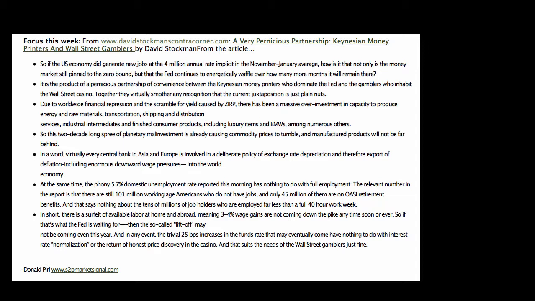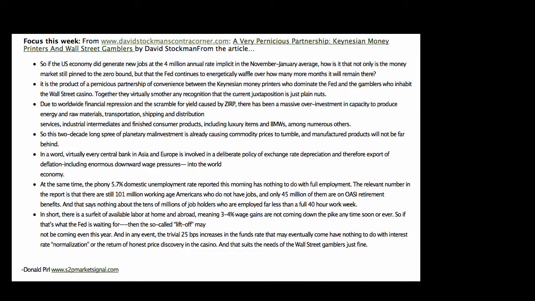At the same time, the phony 5.7% domestic unemployment rate reported this morning has nothing to do with full employment. The relevant number in the report is that there are still 100 million working-age Americans who do not have jobs, and only 45 million of them are on OASI retirement benefits. And that says nothing about the tens of millions of job holders who are employed far less than a 40-hour work week. In short, there is a surfeit of available labor at home and abroad, meaning 3 to 4% wage gains are not coming down the pike anytime soon or ever.